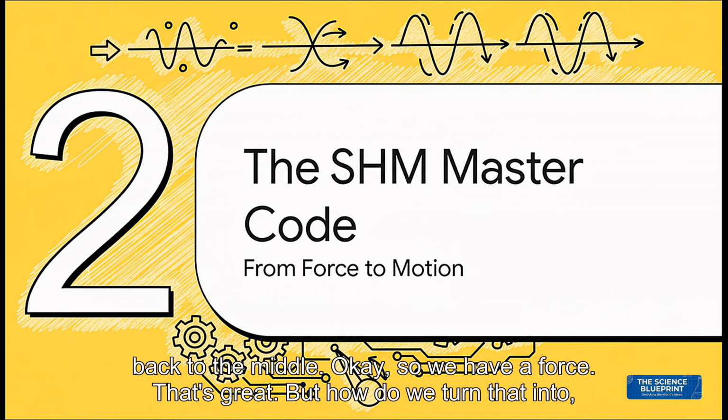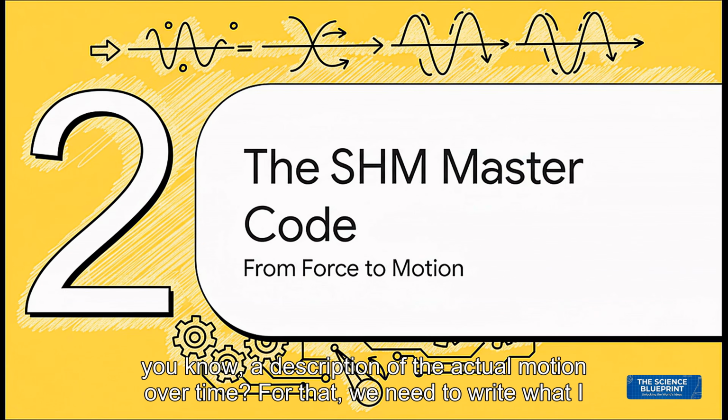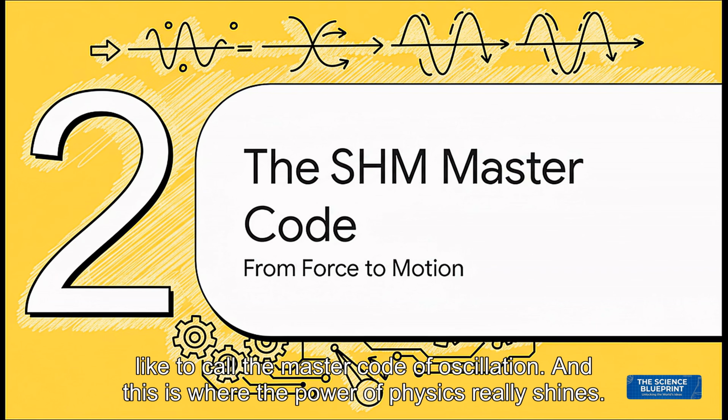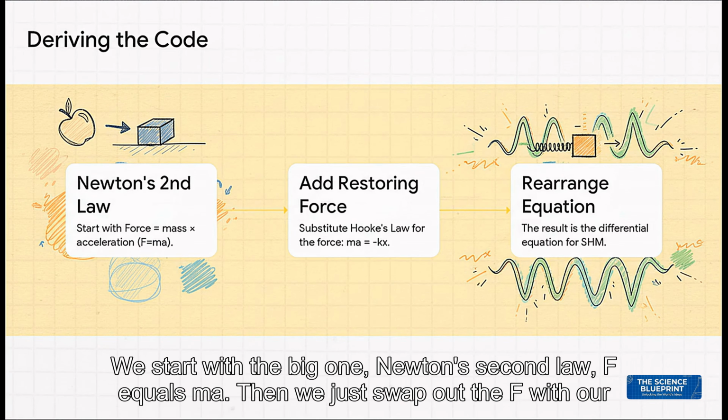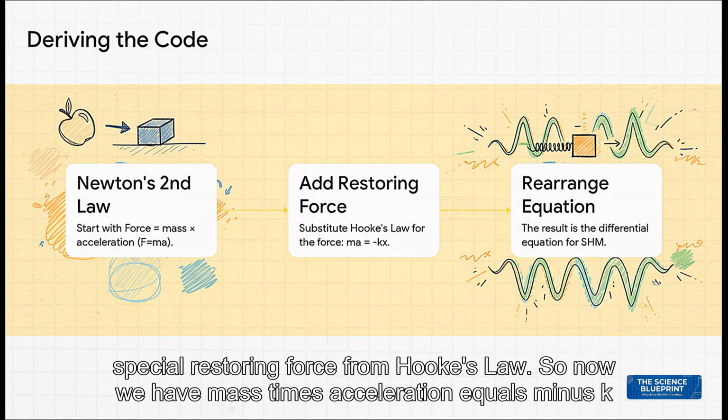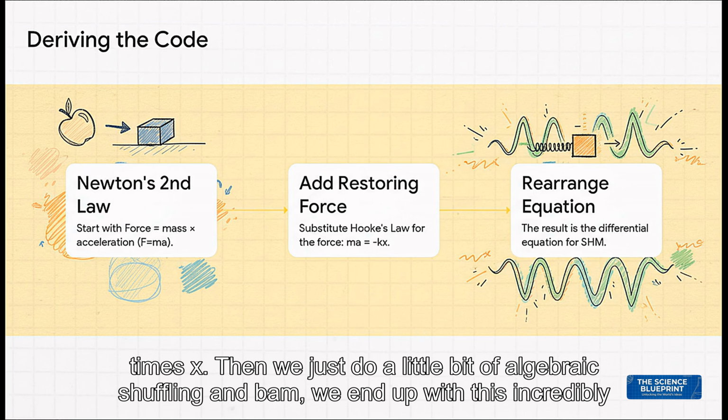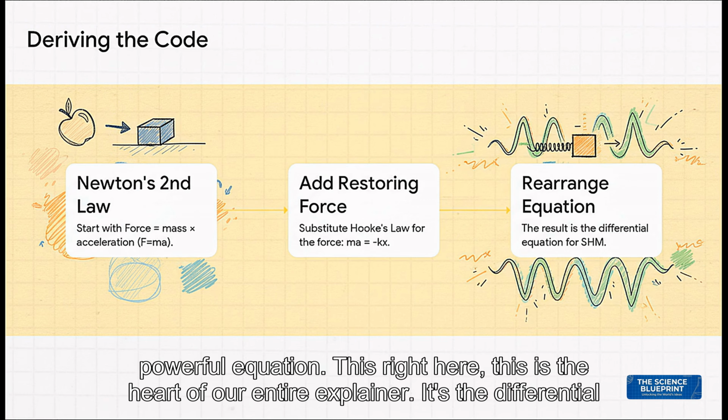Okay, so we have a force. That's great, but how do we turn that into a description of the actual motion over time? For that, we need to write what I like to call the master code of oscillation. And this is where the power of physics really shines. We start with the big one, Newton's second law, F equals ma. Then we just swap out the F with our special restoring force from Hooke's law. So now we have mass times acceleration equals minus k times x. Then we just do a little bit of algebraic shuffling and bam, we end up with this incredibly powerful equation.